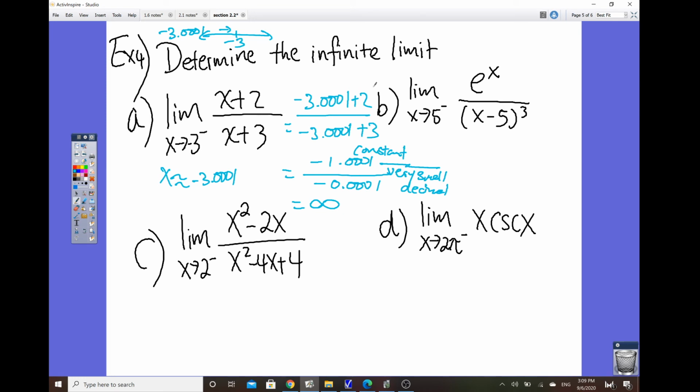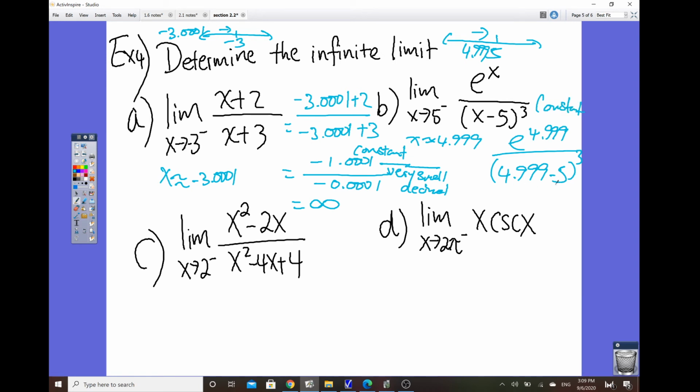And now let's do another one like this. So positive 5 from the left hand side. So 5 from the left hand side is coming this way. So that means this one we want to use things such as what? 4.9999. So let's say x is about 4.9999. So e to the power of 4.999 over 4.999 minus 5. Now for the top part right here, that's just a constant.